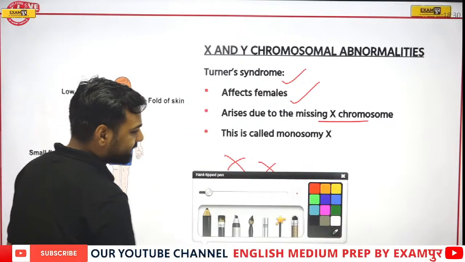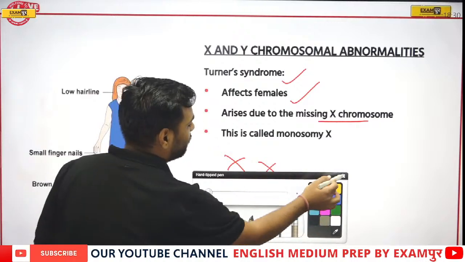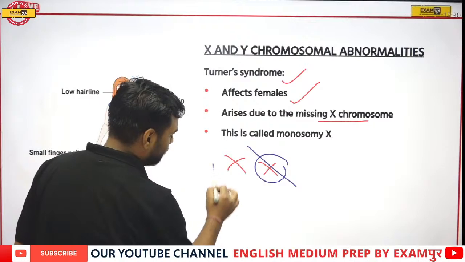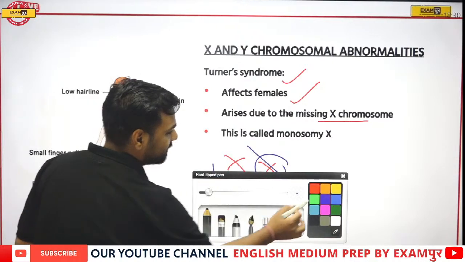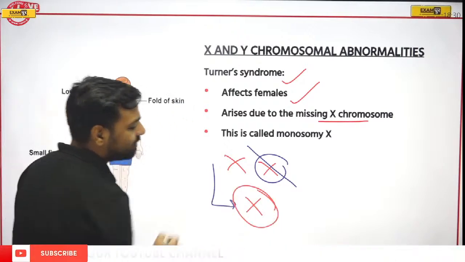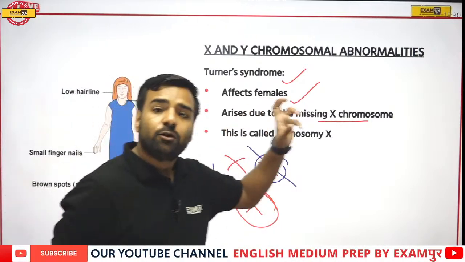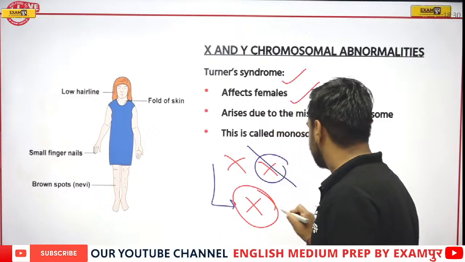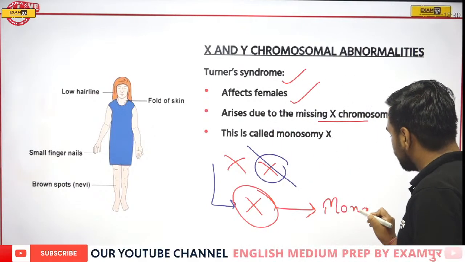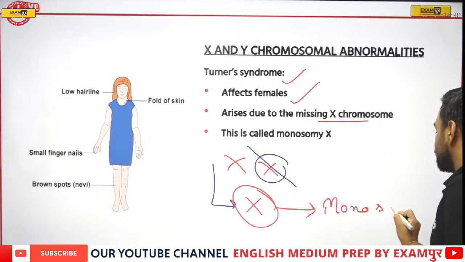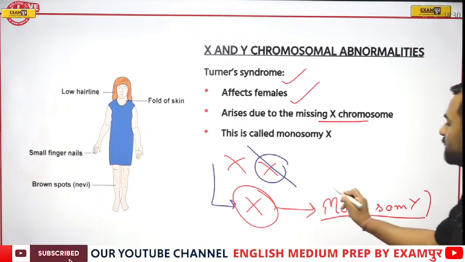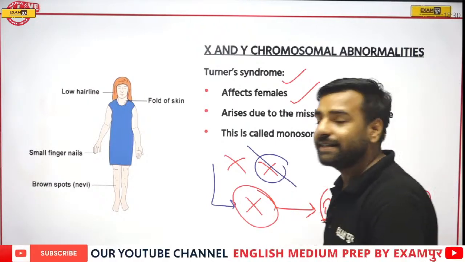What if I say that one of the chromosomes is actually missing? Which will lead to what? This will lead to just a single X. Now this single X means we are talking about a single chromosome over here, and since it is single, I'll write mono. Since we are talking about chromosomes, I can write zome, and I'll directly write monosomy. So monosomy means that one of the X is missing.